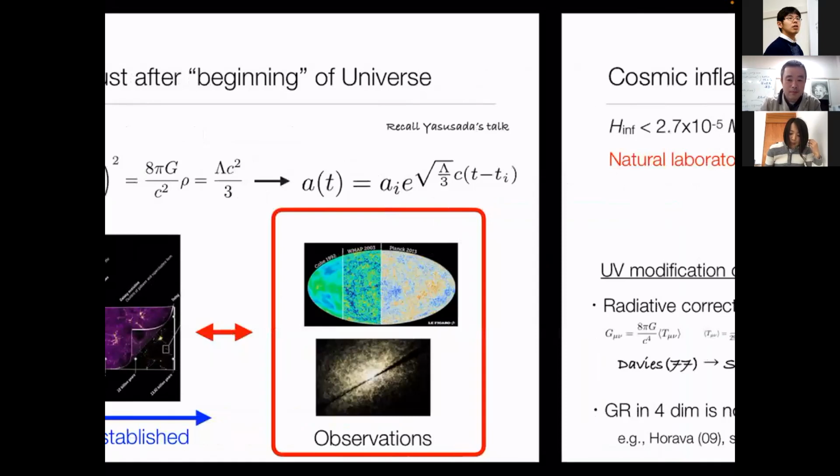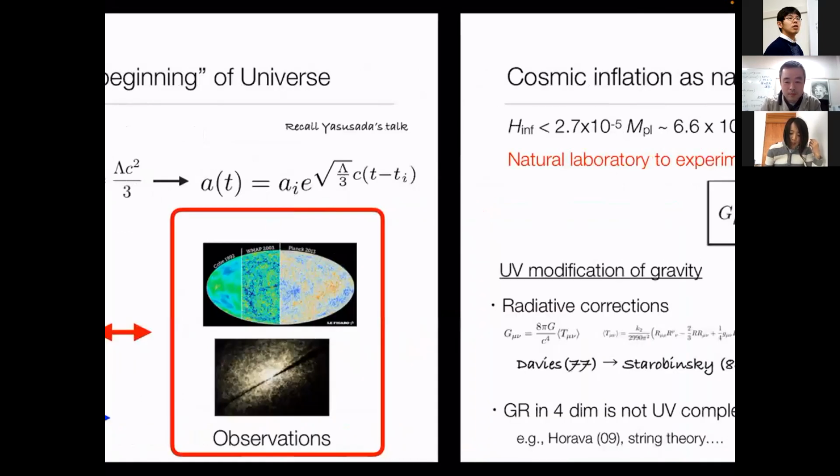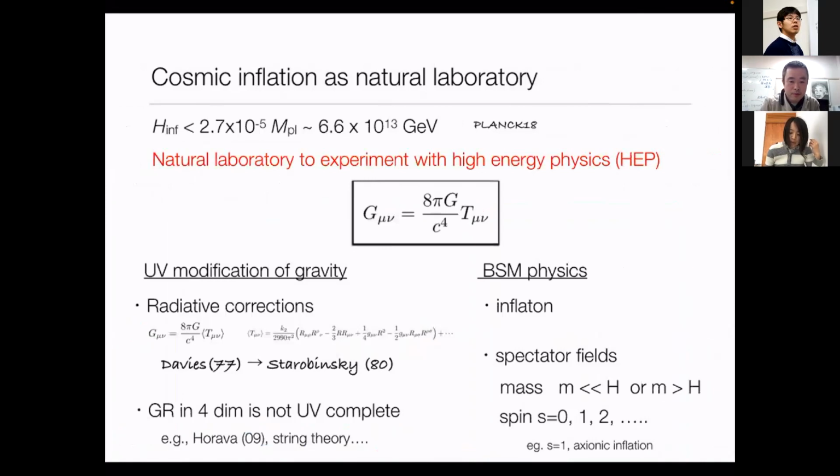The interesting aspect of cosmic inflation is that the typical energy scale of inflation could be almost the GUT scale. The latest observation suggests that the Hubble parameter, or more or less the energy scale of inflation, could be as high as 10^14 GeV. Since it is much higher than the energy scale accessed by any ground-based accelerators, it's a natural laboratory to experiment with high energy physics.